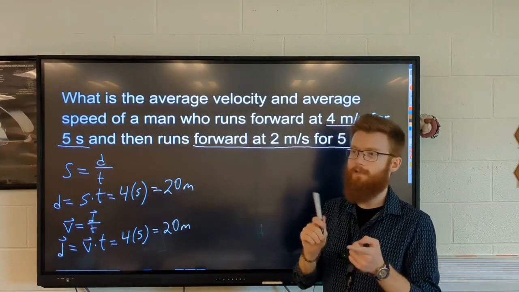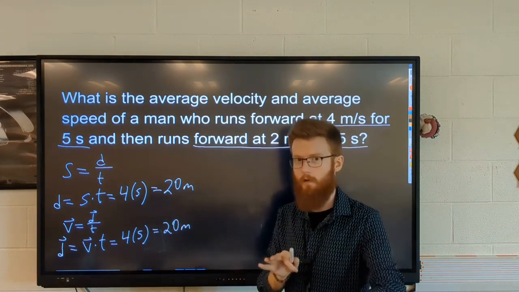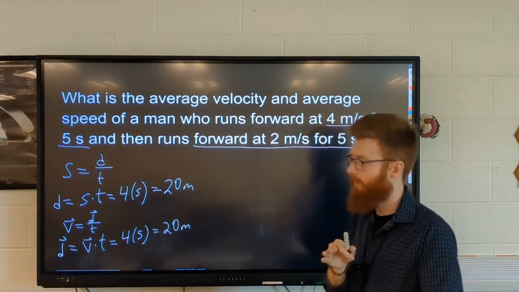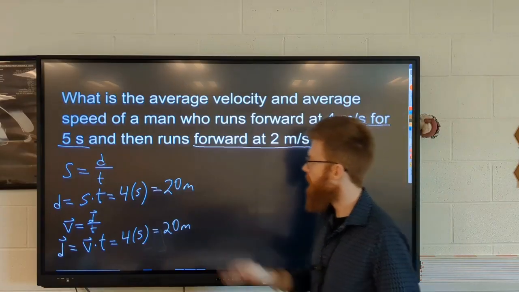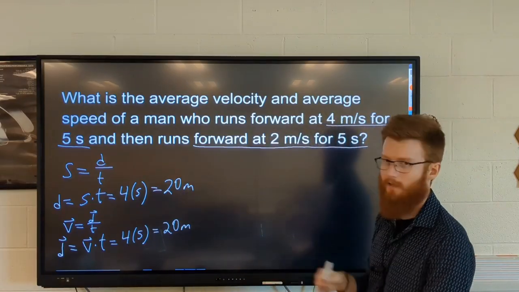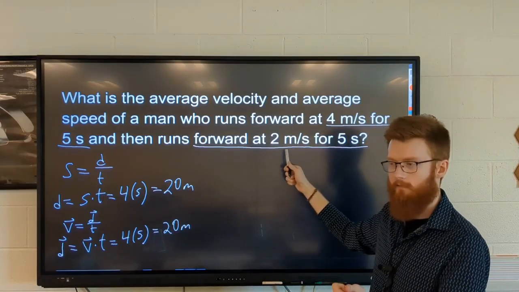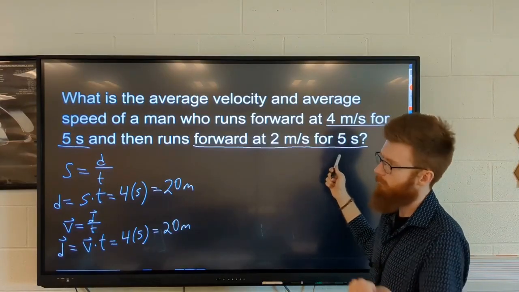Many times, your distance and your displacement do end up being the same, but not always, which we'll see an example of in a moment. That's for the first step. That's how far he went. For the second step, I'll go through this one a little quicker. He ran forward at 2 meters per second for 5 seconds.